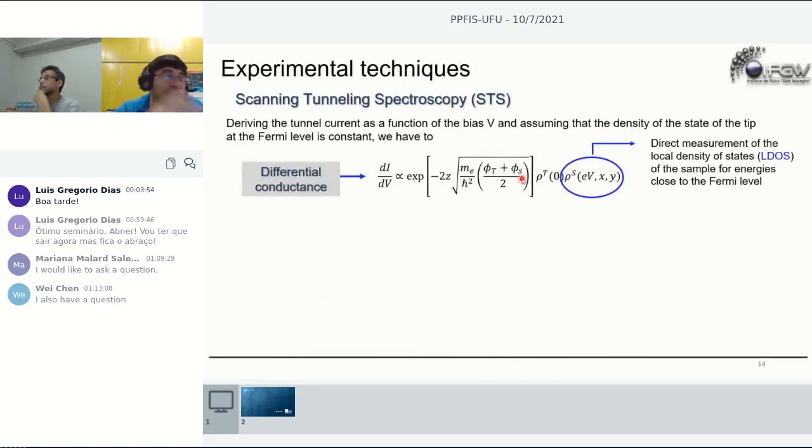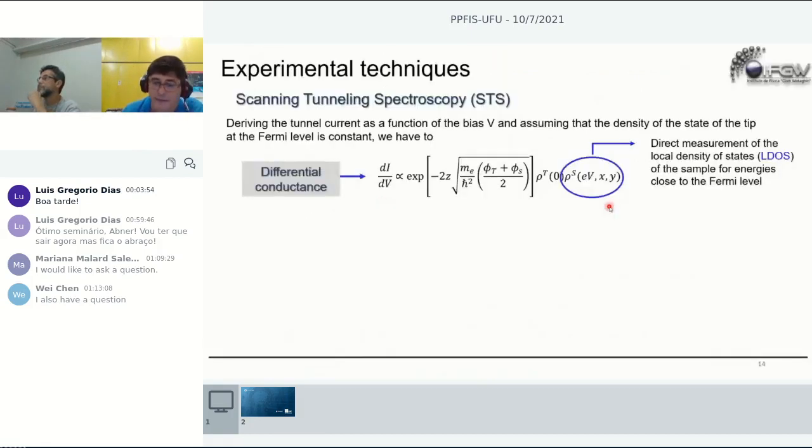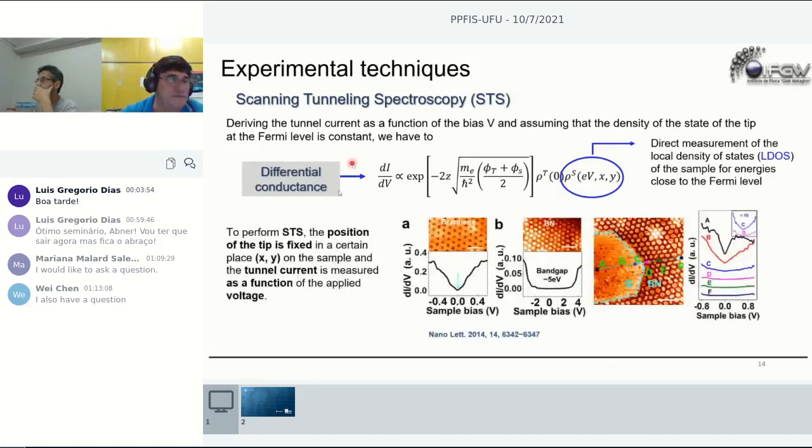Regarding the STS, since we can vary the bias in the sample, we can collect the current as a function of the bias voltage, and we can differentiate. That means before we have this, we have an integral. When we are doing STS, the tip stops, is not moving. That means this exponential dependence does not change, is a constant. And that integral turns like a dependence on the density of states. That means when we do this differentiation, we get this differential conduction, and we get basically a fingerprint of the density of states of the sample, like this.